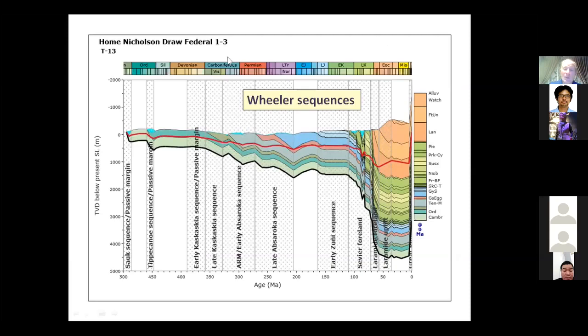And so let's look at this. I'm going to move north to the Powder River Basin here. This is the same slide we saw before. And we've got the same events. We've got our Laramide uplift here.